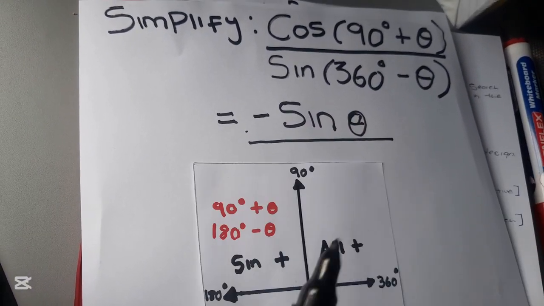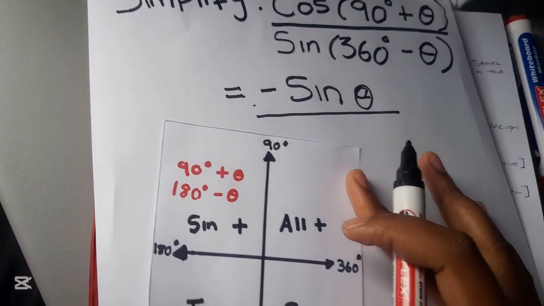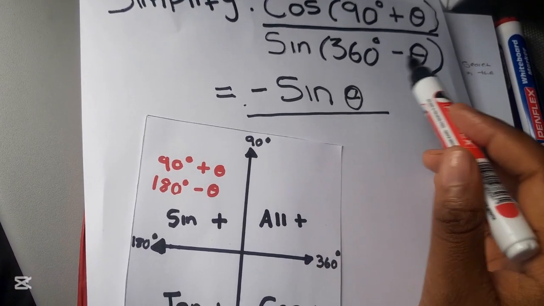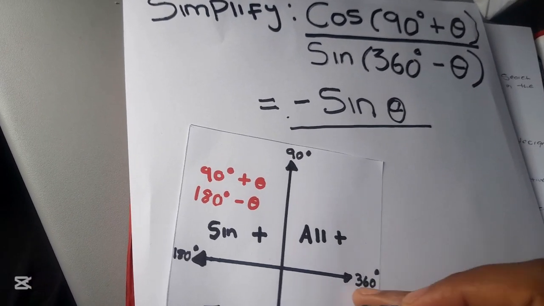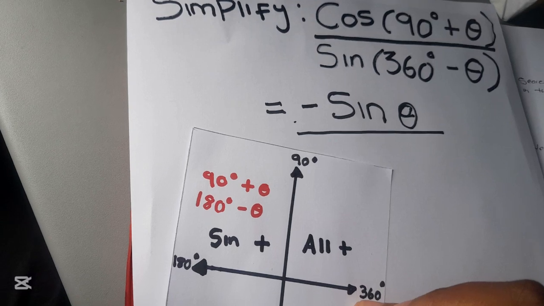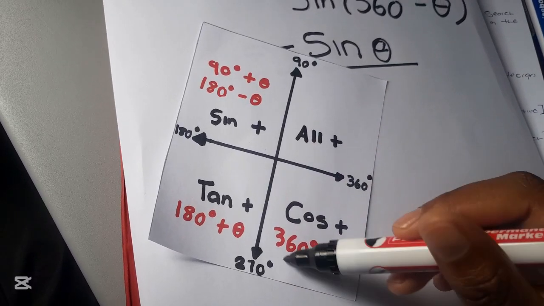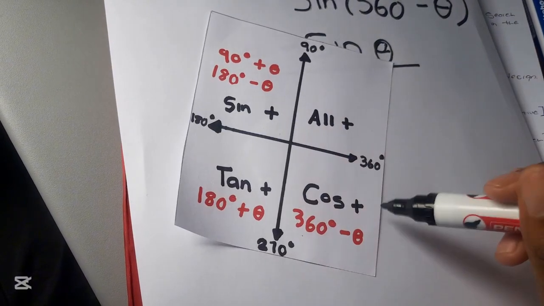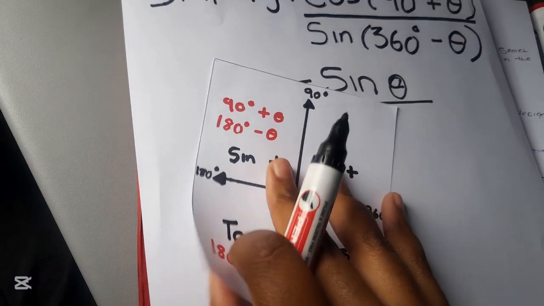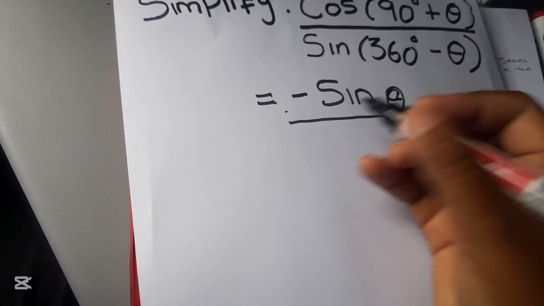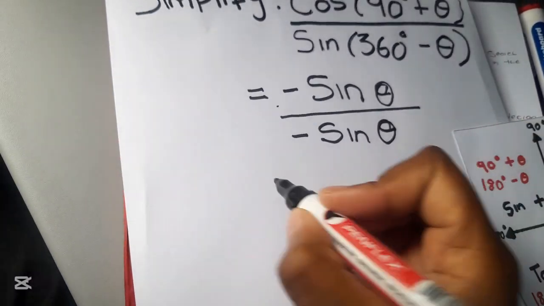Now let's consider the lower part, which is sine(360 degrees minus theta). Here we know that 360 degrees minus theta lies in the third quadrant. Oh, sorry about that, the fourth quadrant. On the fourth quadrant, only cos is positive. So since we are given sine, we're going to have negative sine theta.